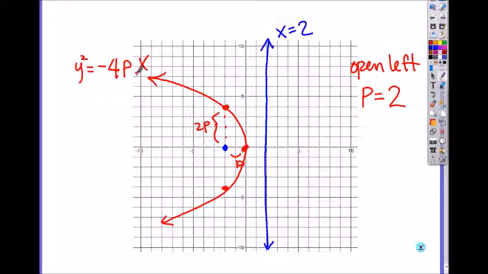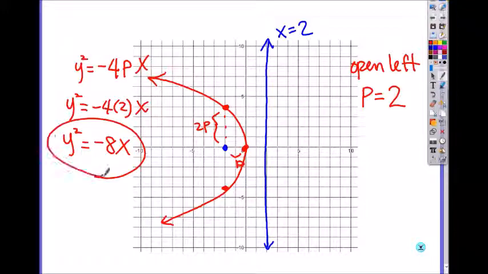Yes. p is the distance from the directrix to the vertex, or from the vertex to the focus. Always, this is the distance. So then, y squared equals -4 times, what's p? 2 times x, so y squared equals -8x will be the equation of this parabola.